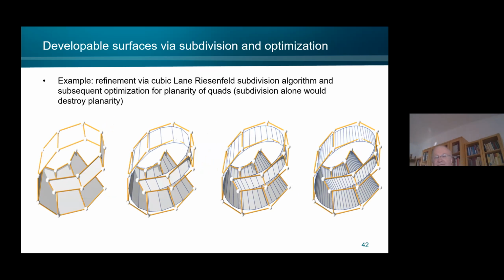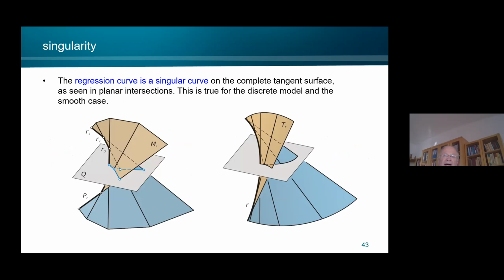But a little bit later, I will talk about how to get a B-spline surface at least very close to developable. Another thing which we see already at the discrete model, but of course at the smooth continuous surfaces as well, is the case where we investigate this so-called regression curve, whose tangent surface is a developable surface. And this regression curve is called regression curve because actually when you take a plane and cut the surface with it, these intersections have a cusp there. So it turns back in itself. So it's a singular curve.